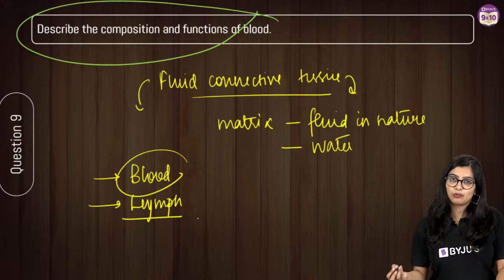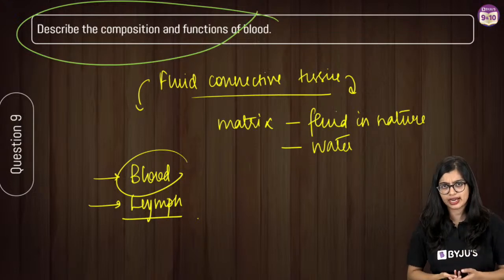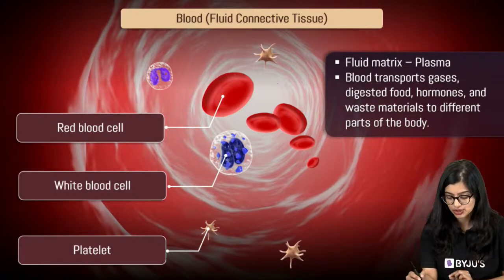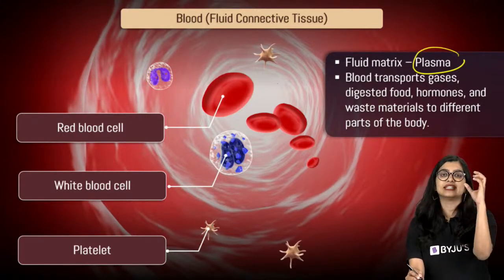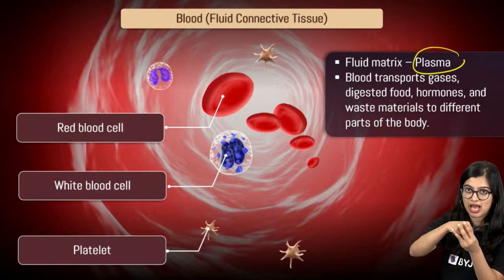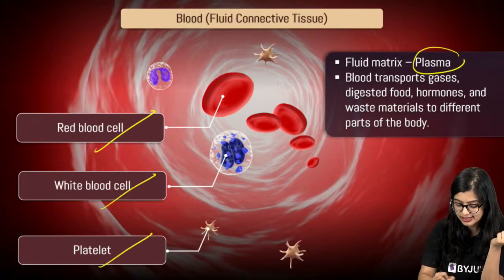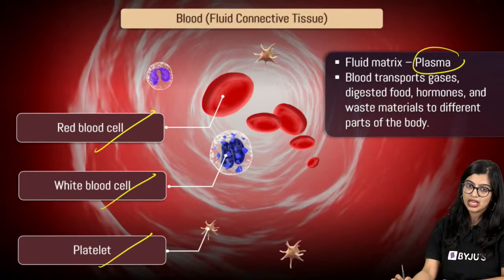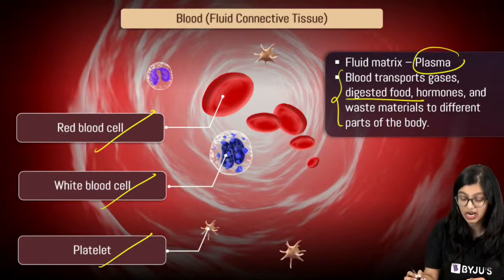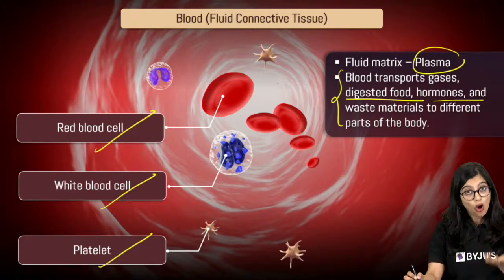Now when we talk about blood, we know that blood is a fluid that flows all throughout our body, right? And we see that the blood has a fluid matrix, which is the plasma. Suspended in the plasma, we will find red blood cells, white blood cells, and platelets. Now what is the function? The main function here is to transport digested food, oxygen, and hormones.